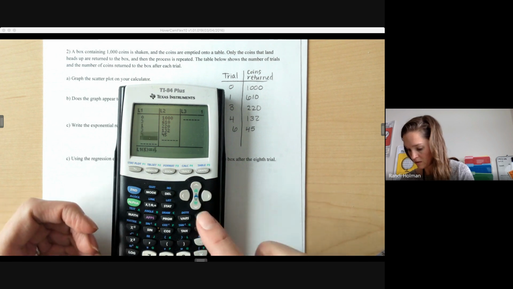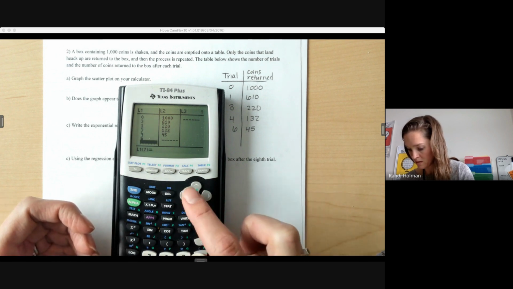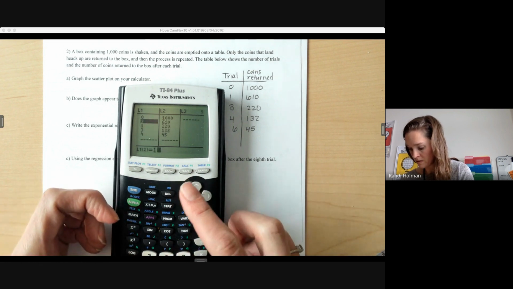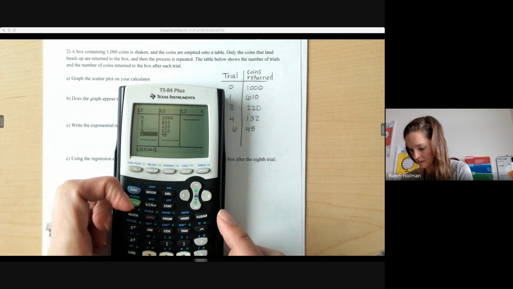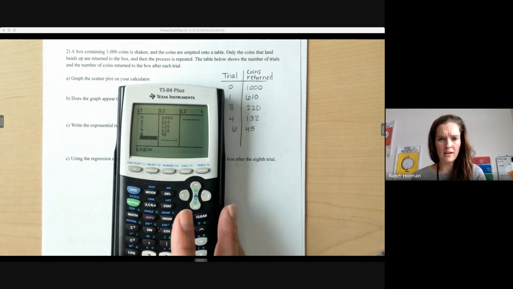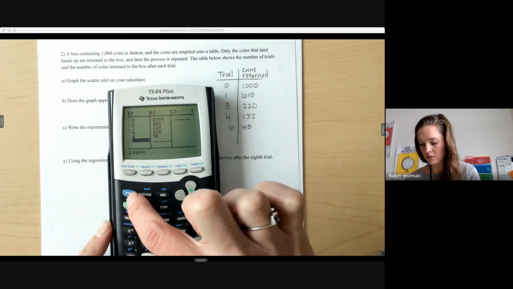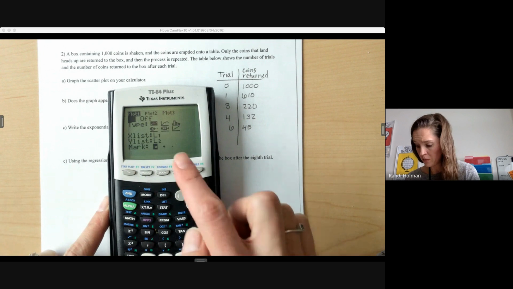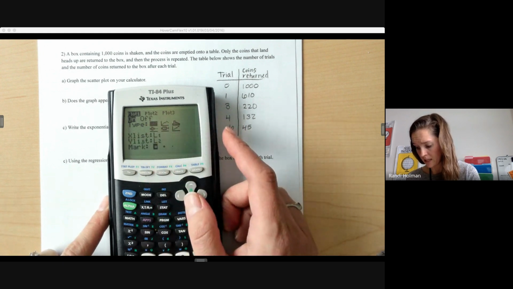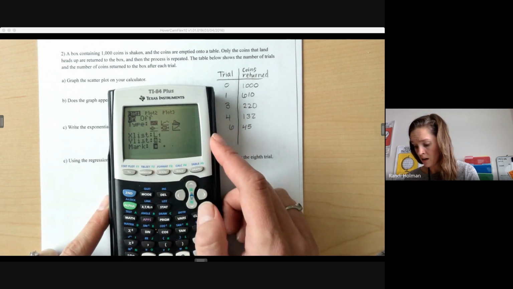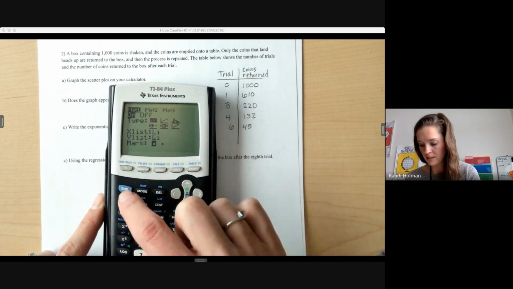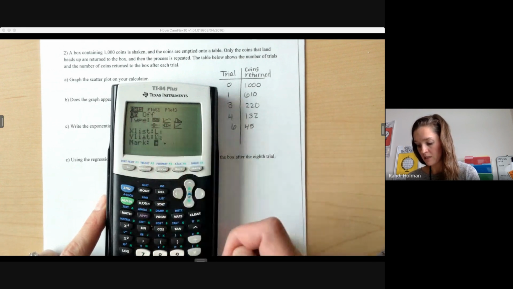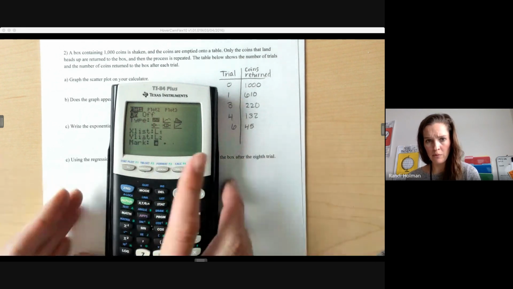Okay. So once you have your data in there, if you want to actually look at a scatter plot, we're going to go second stat plot and turn your plot on. And then we want a scatter plot, which is that first type. So if that's not highlighted, go there. Our X's are in list 1, our Y's are in list 2. Okay, so second stat plot, turn it on, make sure it's a scatter plot, your X's and your Y's are in the right spot. And then we have to make our graph fit what we would do on our paper.